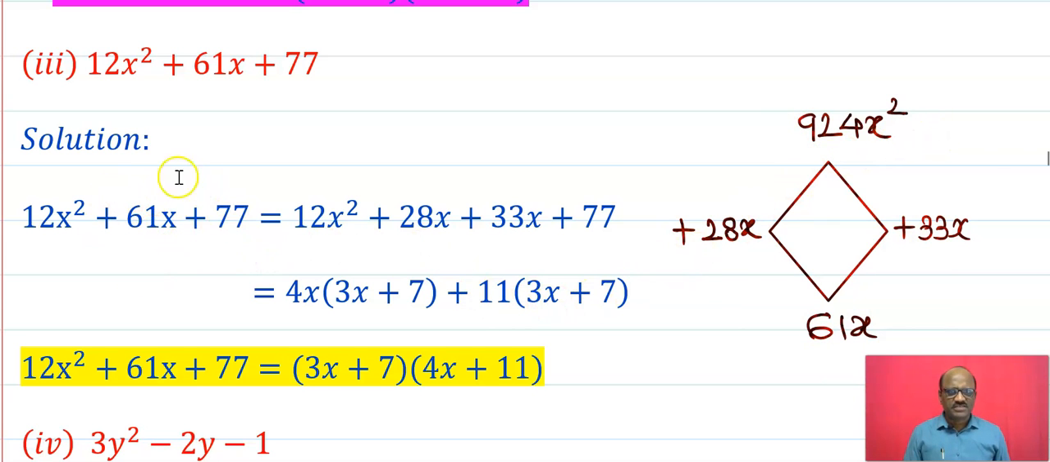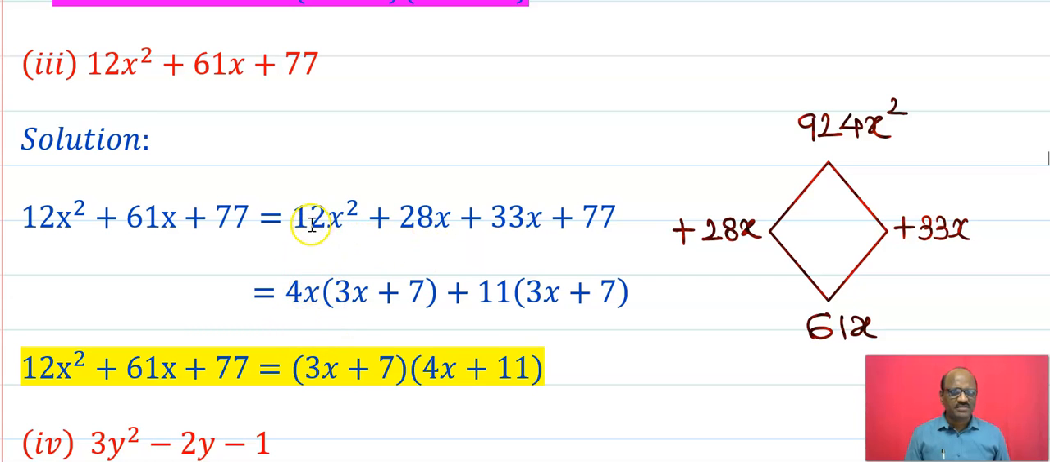Therefore in place of 61x, what have we written? 28x plus 33x. Now take the common from the first two. What will be common from these two? In the numbers, look, there is 12 and here there is 28. 12 can be written as 4 into 3 and 28 can be written as 4 into 7. From these two, 4 will be common, and what will the variable be? x will be common. Therefore 4x is common.